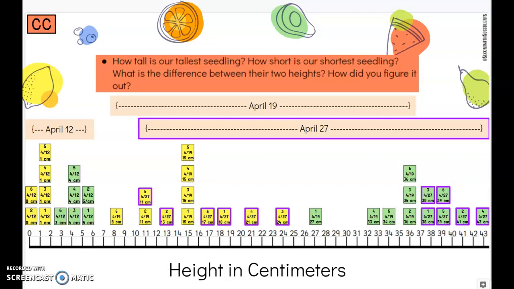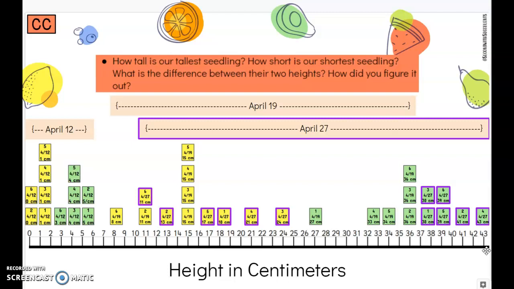Show a connection if you can see our shortest seedling for today. Yeah, it's over here by the 11 centimeter mark. Our shortest seedling is 11 centimeters today. Our tallest seedling is 43 centimeters. Thumbs up if you figured out the difference in their two heights. Show a connection if you're thinking 32 centimeters.